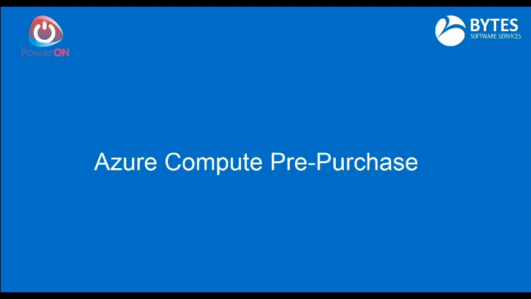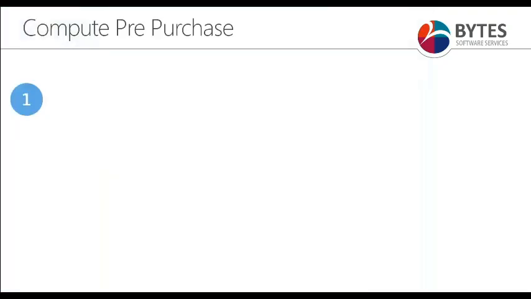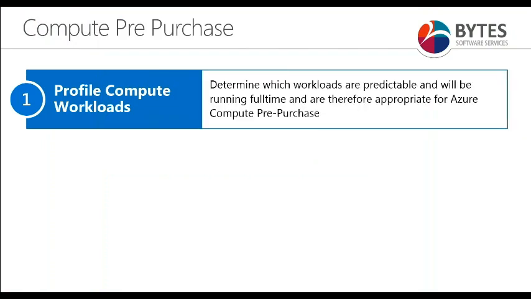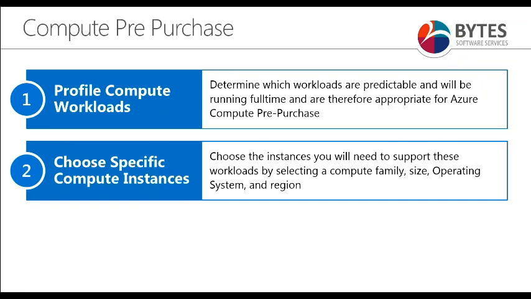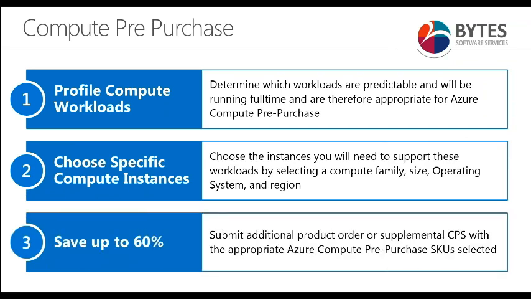Another way to look at reducing cost is the compute pre-purchase offer. The way that works is we're looking at VMs that you've got running 24/7. They have to be the same type, so something that stays an A2 or a D2 v2 in the same region and with the same operating system. Instead of paying for these VMs per hour, you prepay for the specific VM per year and save up to 60%. That doesn't allow you to scale up and down, so we're looking at static VMs here, and instead of paying for them per hour, you pay for them per year.